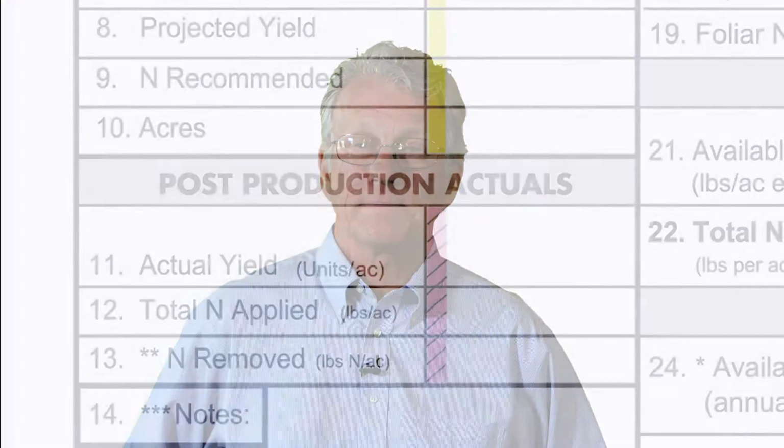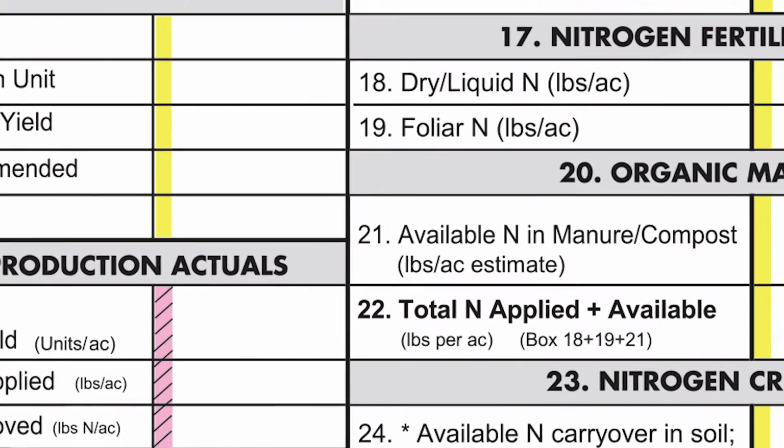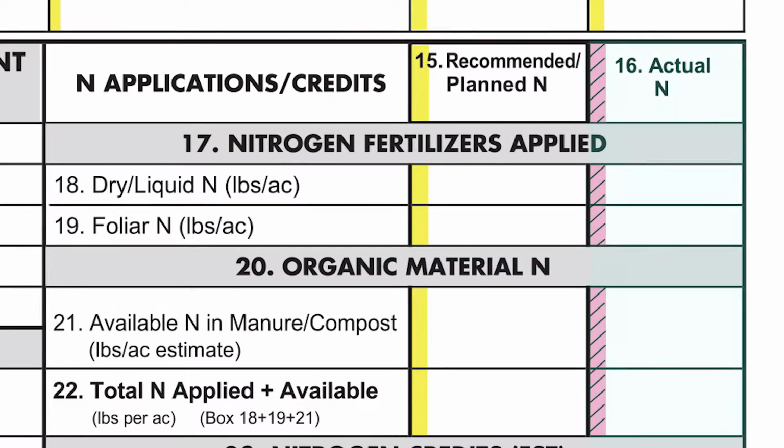If the circumstances for the year are complicated, as they often are, don't hesitate to attach a separate sheet with the explanation. These notes will help you recall those conditions should your records ever be inspected. Now let's move to the right-hand side of the worksheet to column 16 labeled Actual N.